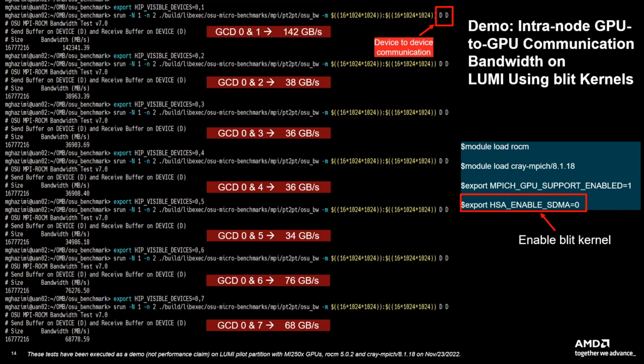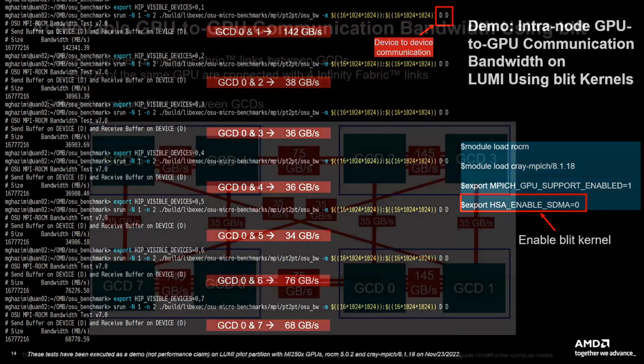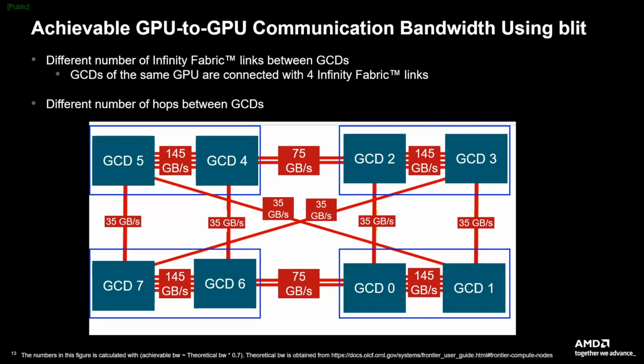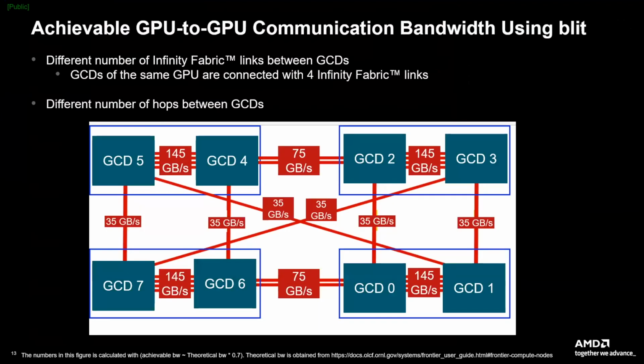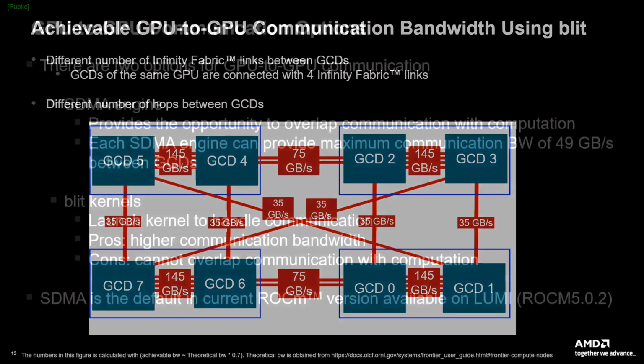As you can see, for communication between GCD 0 and 1, we can get 142 gigabytes per second. If we go back to this figure, you can see that for communication between GCD 0 and 1, we are getting close to what is expected. For communication between GCD 0 and 2, we are getting 38 gigabytes per second, and that's because we are limited by one link between GCD 0 and 2.